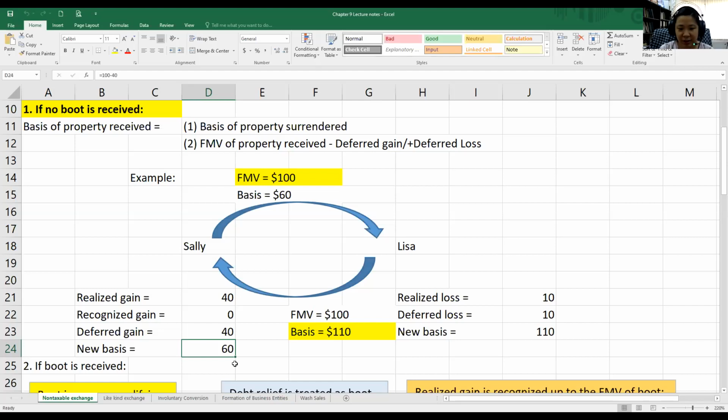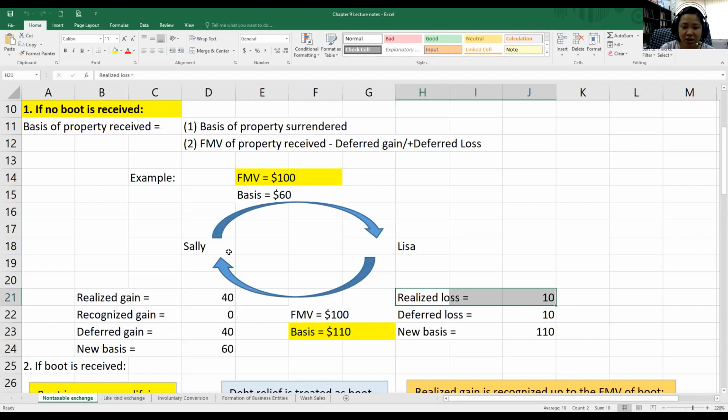Okay, 60. Now let's look at Lisa. Lisa gives up the asset that has a basis of 110, and Lisa will get the asset that has a fair market value of 100. So in this case, Lisa's realized loss will be 10. Okay, realized loss will be 10.